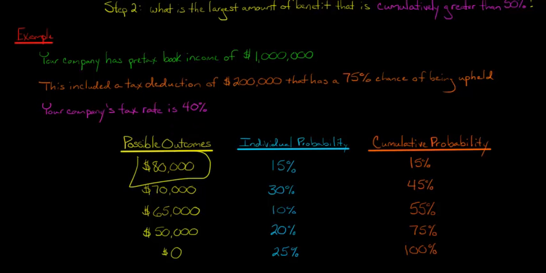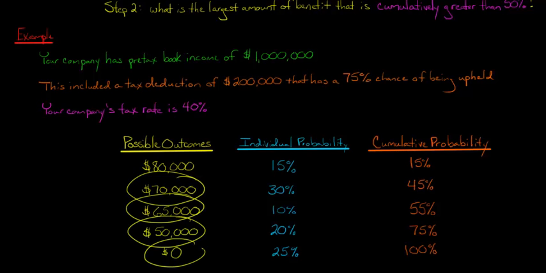This is if the full $200,000 deduction was unchallenged. $200,000 times 40% is $80,000. Now, our tax lawyer says there's a 15% chance that we will get this outcome. That is the individual probability. From the other numbers we get from the tax lawyer, we can say there's also a chance that we won't get the full $80,000 of tax benefit, but we could get $70,000, $65,000, $50,000, or we could have zero.